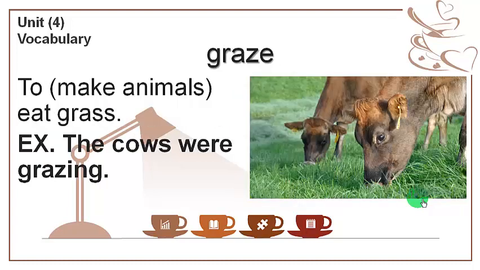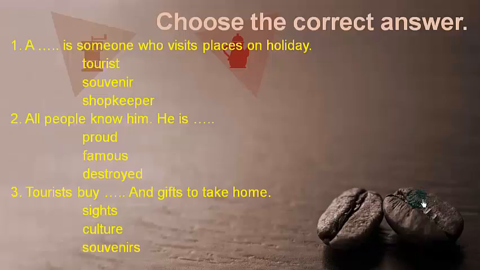Okay, graze. And grazing animals are the animals that eat grass, the animals that eat green things. Like in here we have two cows that are grazing. Good. These two cows are eating grass, they are grazing.